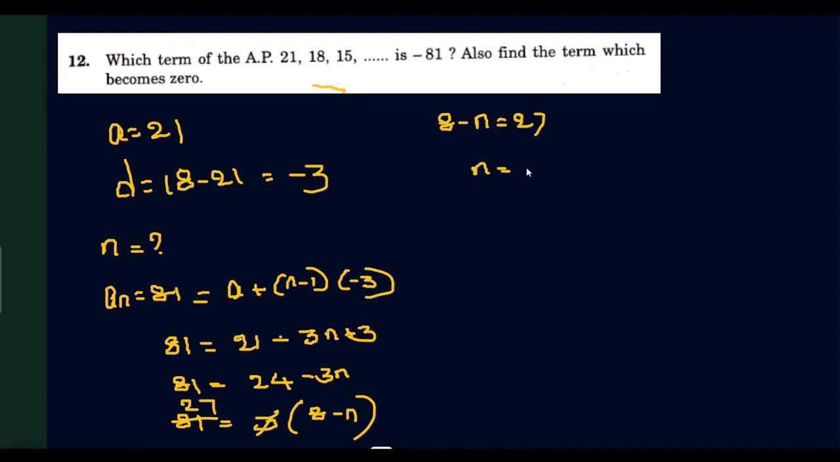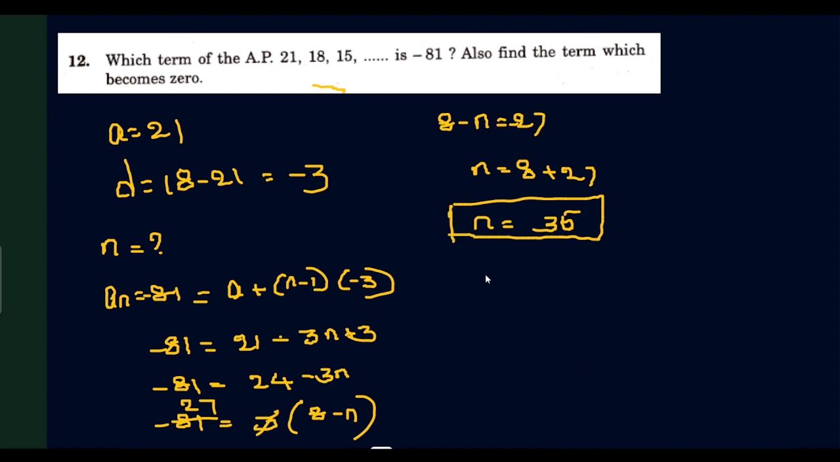Here we have minus, right? I'm sorry for this. And here too it is minus 27. But if you bring this 8 plus 27, then n is equal to 35. So n is 35.